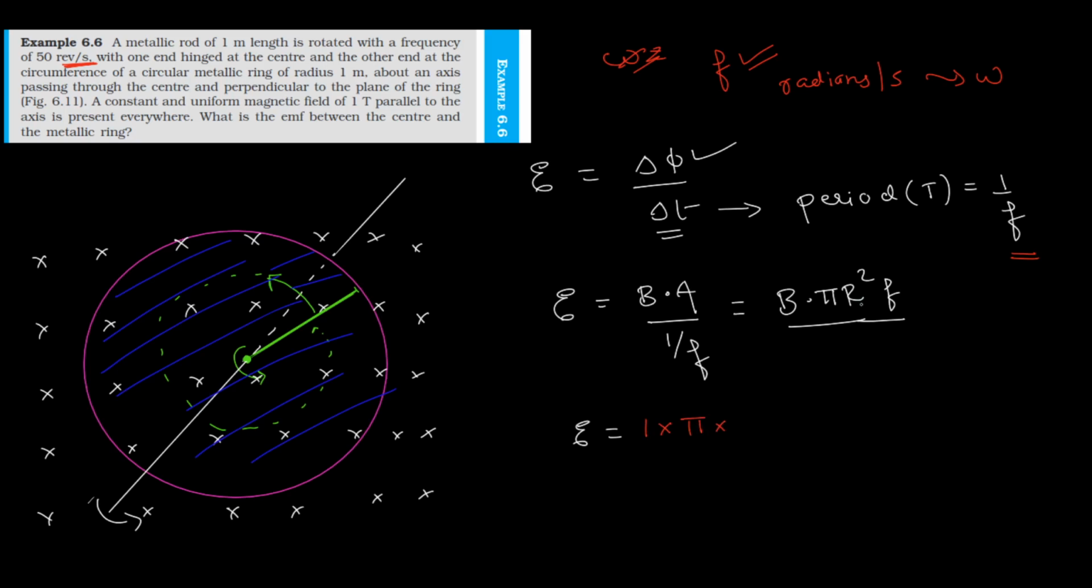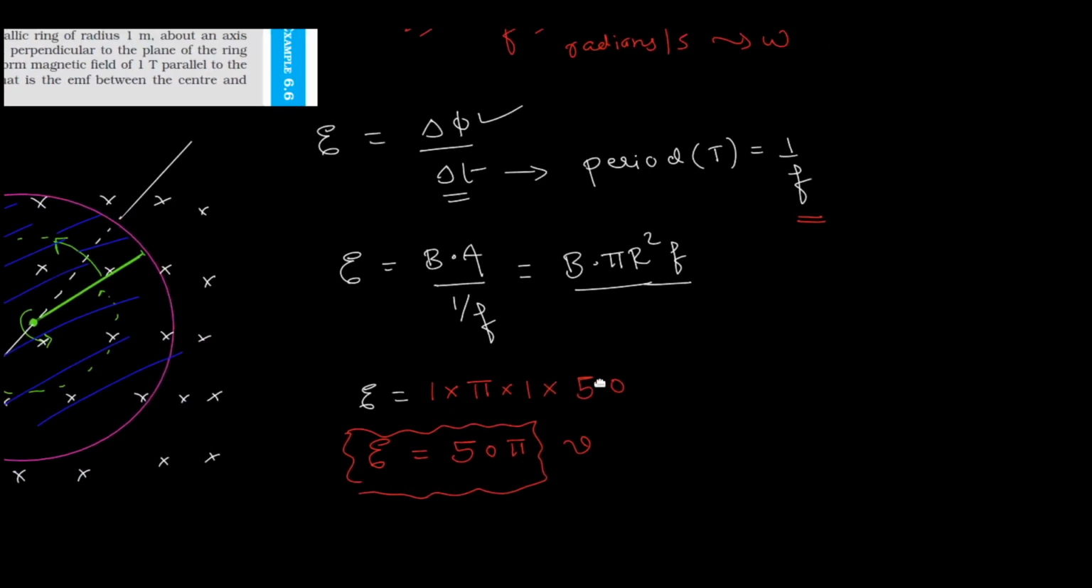Alright. Radius squared. How much is the radius? 1 meter squared. So which is again 1 into the frequency, 50 revolutions per second. That is f itself, so you can just write 50 there. So induced EMF will therefore be 50 pi volts. 50 pi volts is going to be your answer.